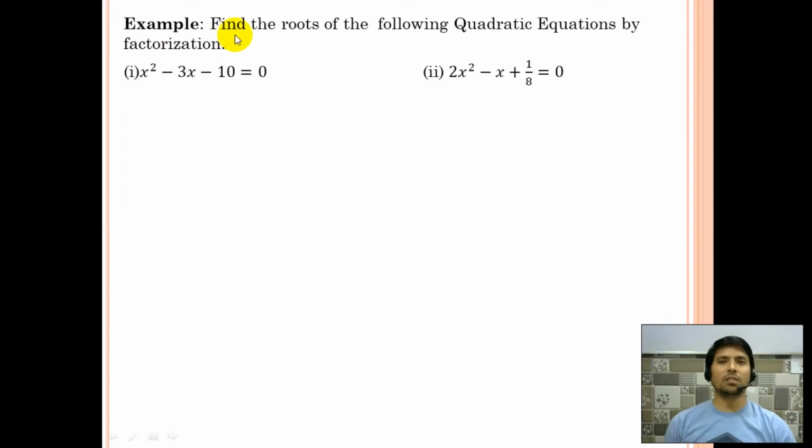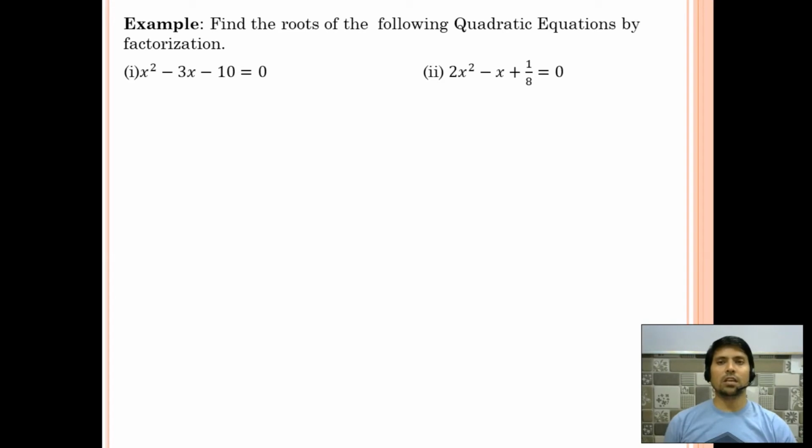In the previous classes we have discussed the middle term splitting, the factorization method. Here again we are going to use the same method to find the roots of these quadratic equations by the method of factorization. It means by the method of middle term splitting and so on, whatever we read in the previous classes. We will use these methods and find the answers.